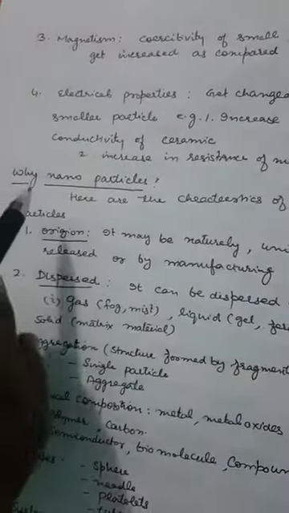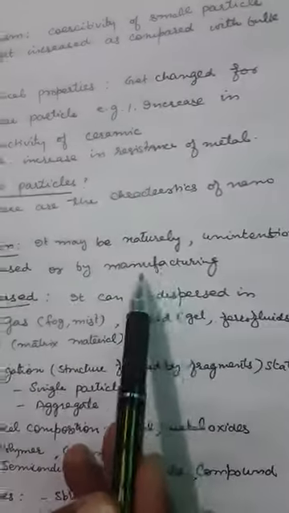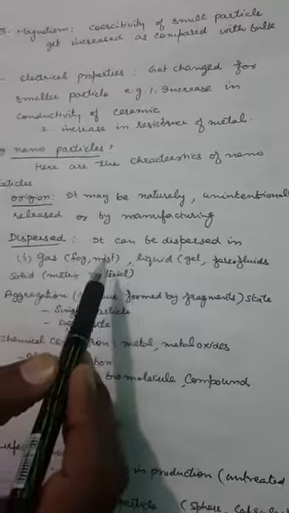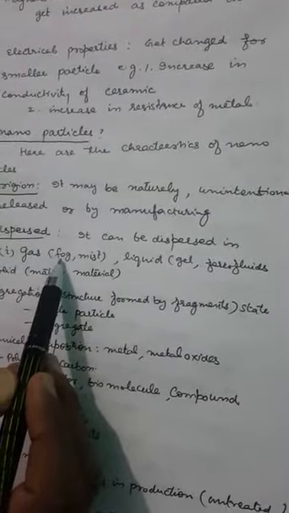Now the question arises, why are nanoparticles there? Here are some of the characteristics which I am mentioning. Number one, origin. Nanoparticles may be produced naturally or unintentionally, or by manufacturing techniques. Number two, they can be dispersed in liquid, in gas, or in solid. For example, in gas we can disperse them as fog or mist, and in liquid we can make gels or ferrofluids. And number three, in solids we can use matrix materials, etc.